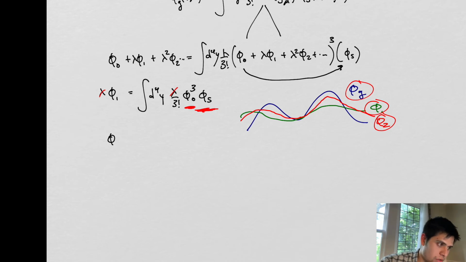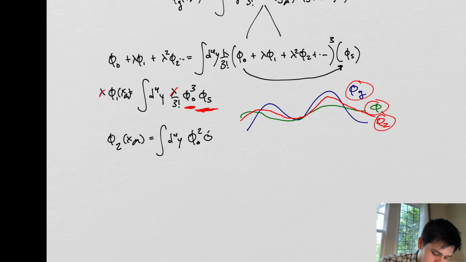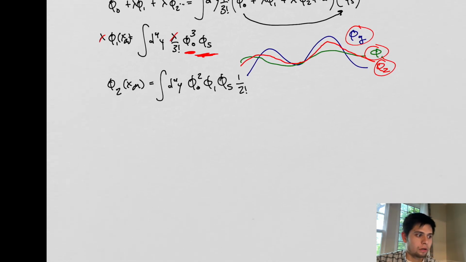And so just to continue this a little bit more, again, these are all functions of x mu. So this is a function of x mu, d4y. This is going to be 0 and like this, and then phi s. Okay. And then we're going to have a 1/2 term out here, or 1/2 factorial, when we multiply all of this out.